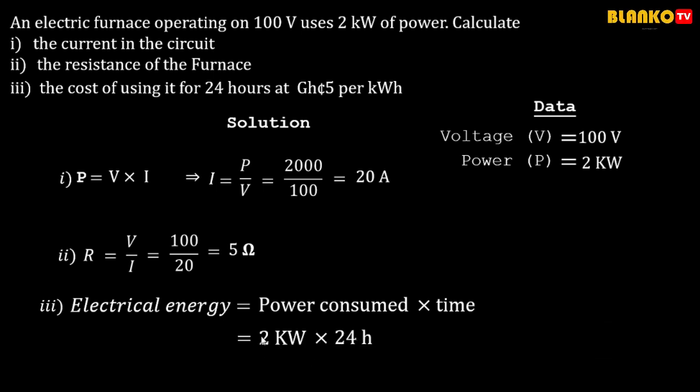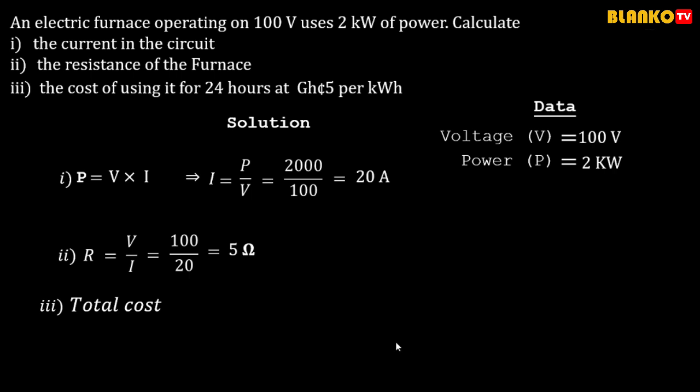24 hours. So when you multiply 2 by 24, we are going to get what? 48. And it's in what? Kilowatt hours. 2 kilowatts times 24 hours is going to give us what? 48 kilowatt hours. So the electrical energy is equal to what? 48 kilowatt hours. I hope you are following it. All right, so let's now calculate for the cost.